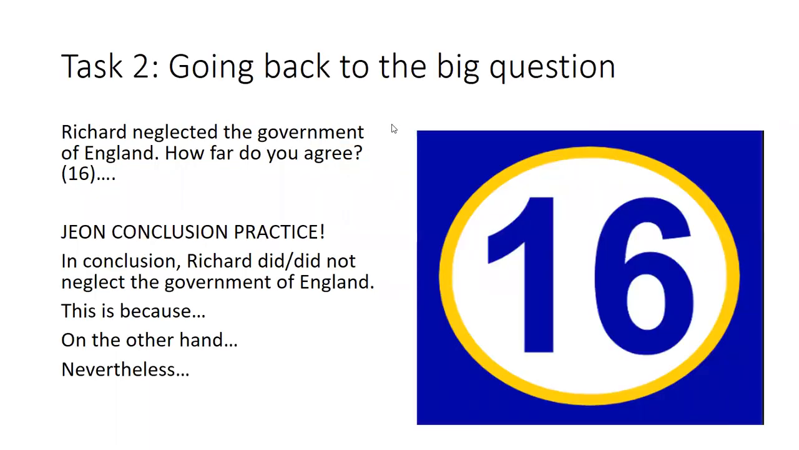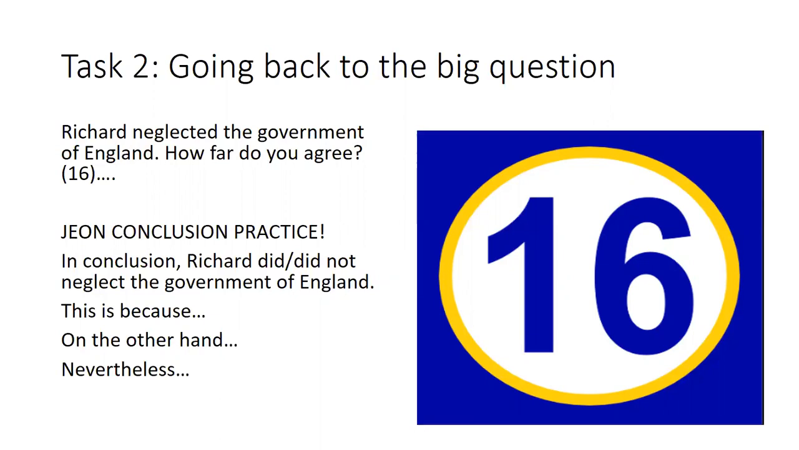Now, task two is you going back to that 16 marker and writing a GEON conclusion. Now, remember, the GEON conclusion needs to focus on the question. So going back to your table, did Richard neglect the throne during the years 1189 to 99? Your GEON conclusion is: in conclusion, Richard did or did not neglect the throne government of England. This is because, and then 2 to 3 lines of explanation.